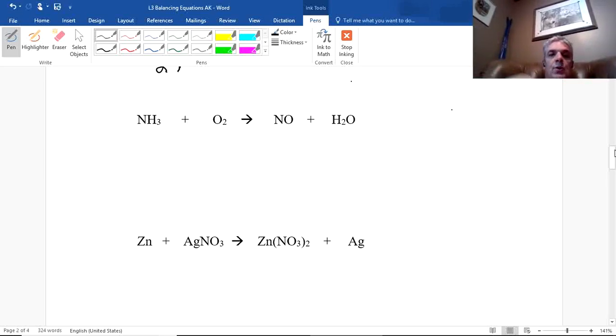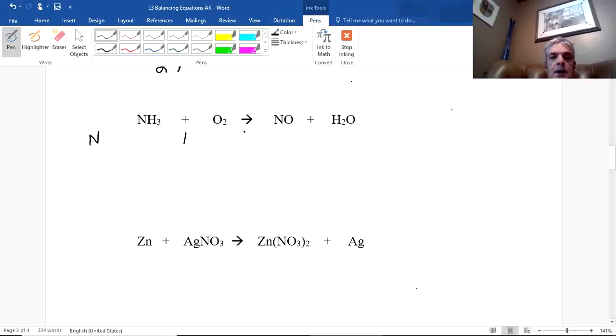So here we go. We got nitrogen, hydrogen, oxygen. Nitrogen, oxygen, hydrogen, oxygen. Oh boy, it's kind of a messy one here. So let's take a look and see what's going to happen. Let's start with nitrogen here, okay? How many nitrogens do we have here? We have one on this side, and we'll draw the line in the middle. And how many on this side? One.